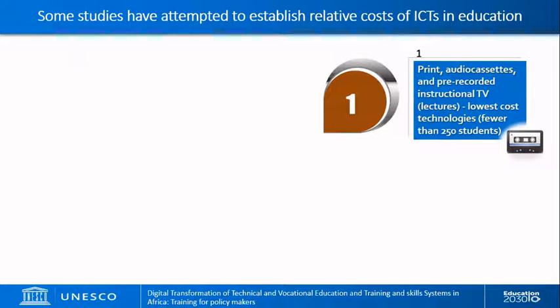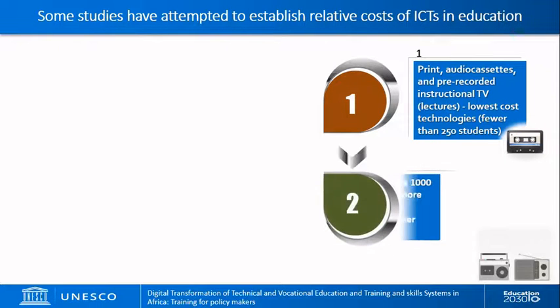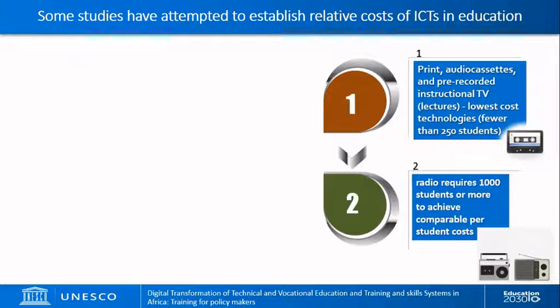Some studies have attempted to establish relative cost of ICTs. And these studies looked at print, audio cassettes, and pre-recorded instructional TV lectures, and they have established that these are lower cost technologies for fewer than 250 students. The second one is radio. Radio requires 1,000 students or more to achieve comparable per student costs.